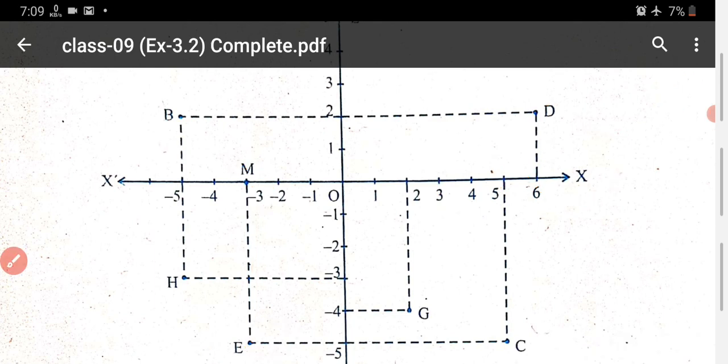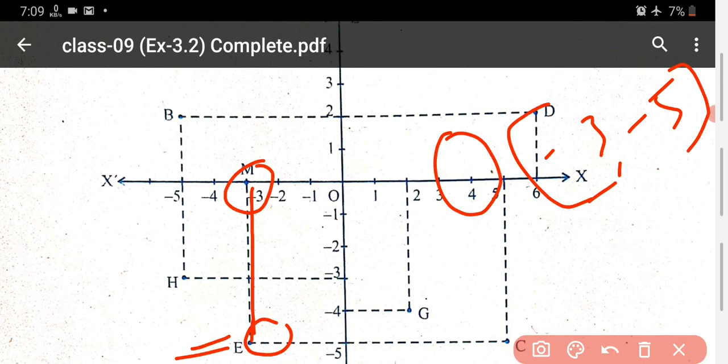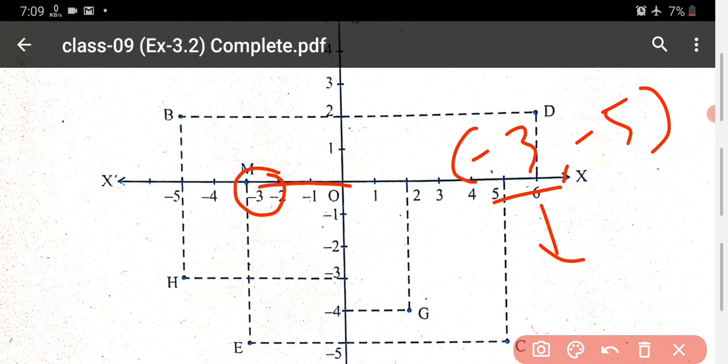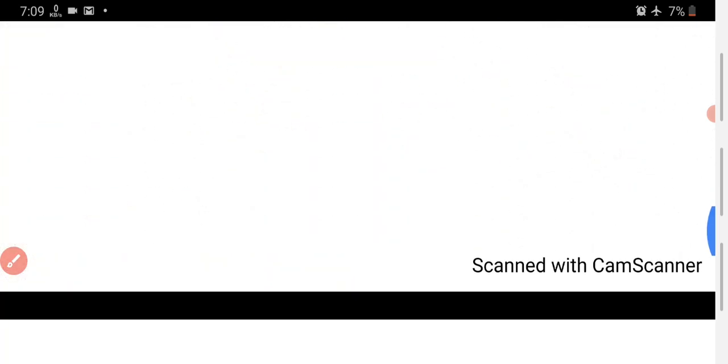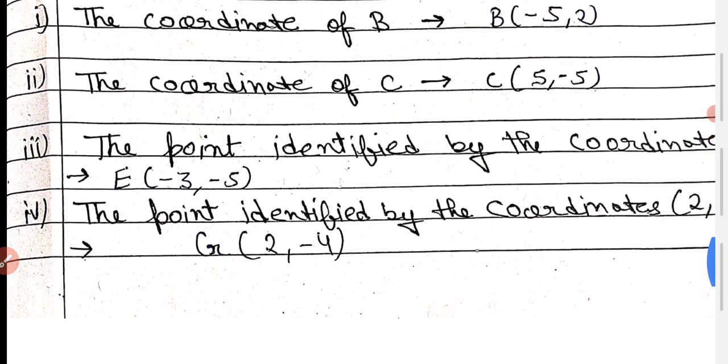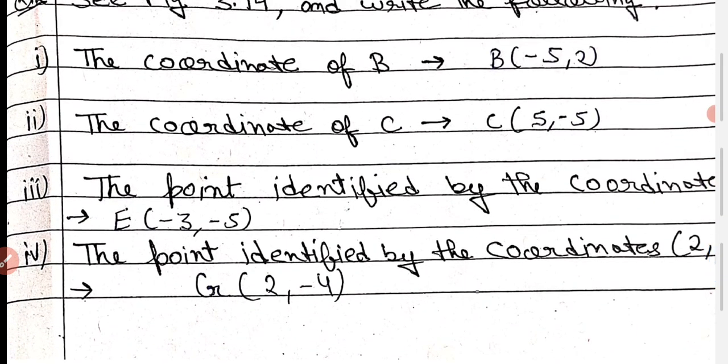So what is the point? E. You have to give that coordinate -3 comma -5, and you have to identify the name of that point. The first value is on the x-axis, so come on the x-axis, it is -3 here. From here you have to come to -3, and then -5, you have to move downside. So what is the point? Point is E. So you have to write that the point identified by the coordinate E is -3 comma -5.